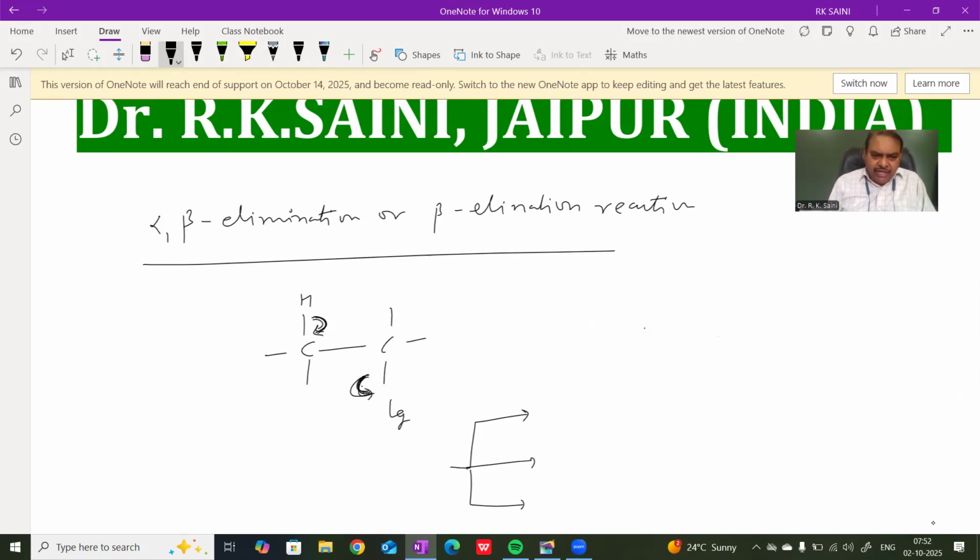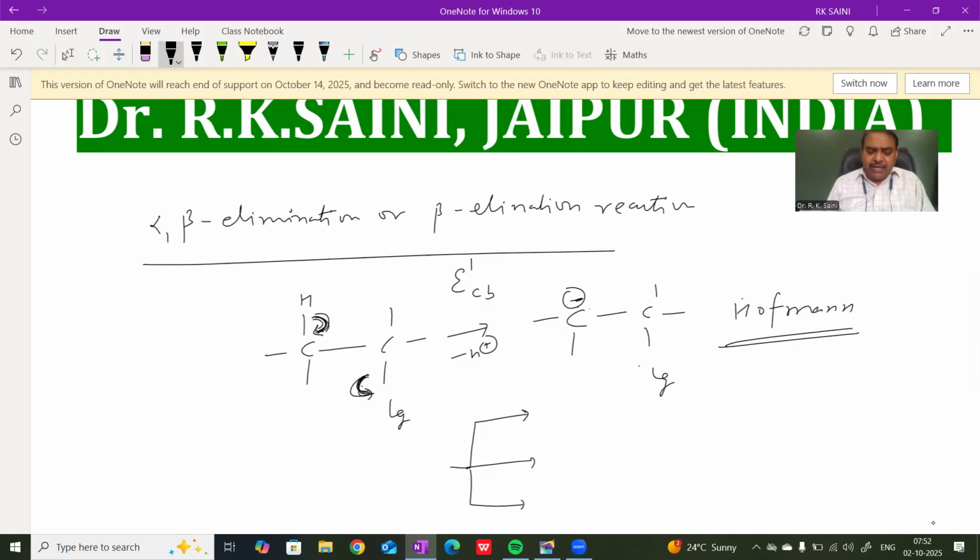And in the third case, deprotonation takes place first, and then removal of the leaving group. If deprotonation takes place first, then formation of a carbanion takes place, and such type of reactions are known as E1CB. On the basis of the stability of the carbanion, they give the major product, and mainly these alkenes are known as Hofmann alkenes. Hence beta eliminations are namely three types, particularly E1, E2, and E1CB.